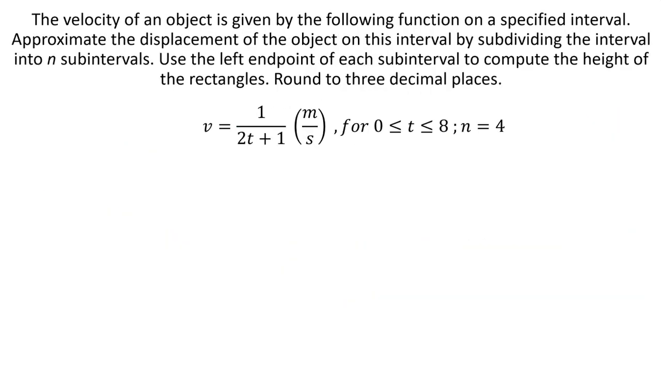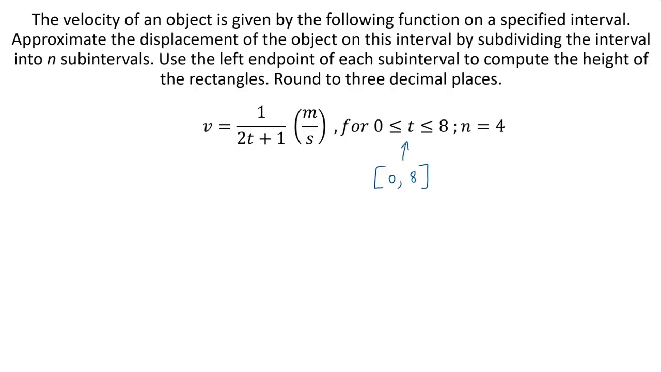All right, one more example. The velocity of an object is given by the following function on a specified interval. Approximate the displacement of the object on this interval by subdividing the interval into n subintervals. Use the left endpoint of each subinterval to compute the height of the rectangles. That's just another way of saying compute a left Riemann sum. And then we're going to round to 3 decimal places.